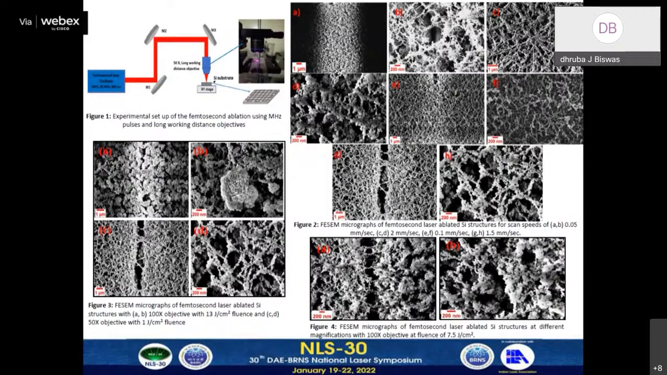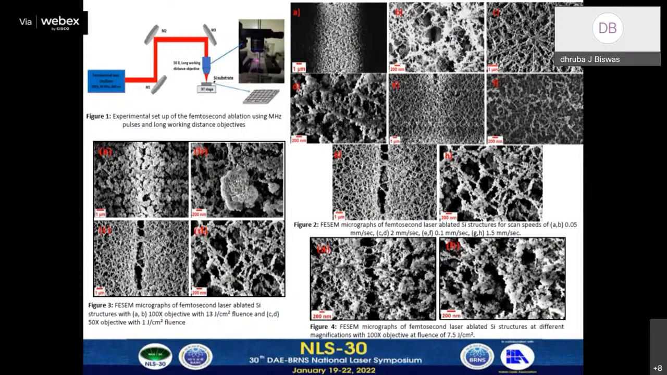This is the schematic of our experimental setup. The laser is focused on the silicon sample using a long working distance objective, and the silicon is translated using XY stages to make line and square patterns. These structures were characterized using FESEM. Typically in a femtosecond laser ablation experiment, different laser parameters like wavelength, pulse duration, and beam profile of the laser affect the results. So we wanted to see how these parameters affect our silicon structures.